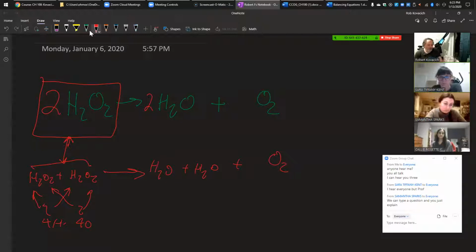So now if I look at this, I've got 2 hydrogens and another 2 hydrogens, so that gives me 4 hydrogens. And then let me switch colors here. And then I've got 1 oxygen right there, 1 oxygen right there, and 2 more oxygens right there. So now that's 4 oxygens. So now my 4 oxygens is balanced and my 4 hydrogens are balanced. So this is a balanced chemical equation. We good with that?